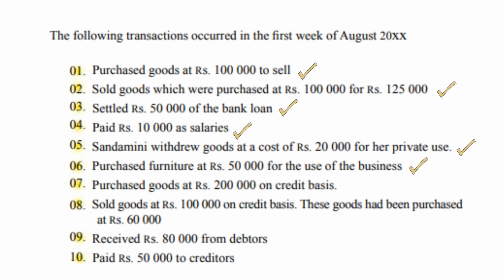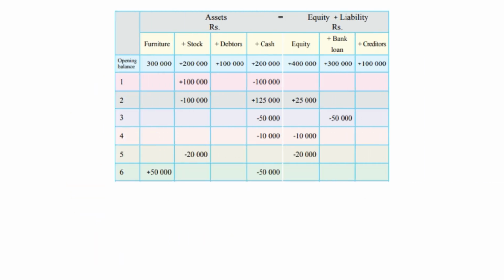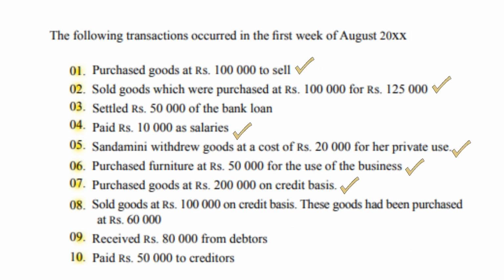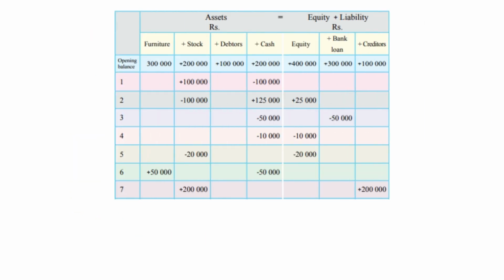Then purchased furniture at rupees 50,000 for the use of the business. So here 50,000 is taken from the cash and furnitures are bought. So cash minus 50,000, and add 50,000 to furnitures. The next transaction is purchased goods at rupees 200,000 on credit basis. So here stocks are bought but the cash is not paid still, they will pay later.